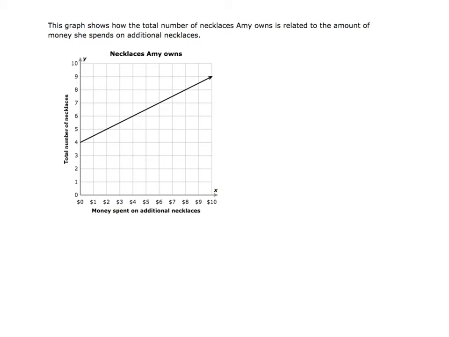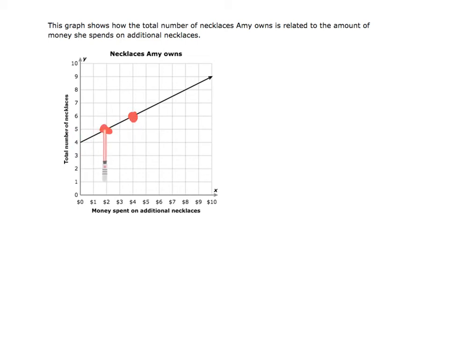All right, this one's a little different. We're talking about necklaces that Amy owns, and we're looking to see how the number of necklaces she owns is related to the amount of money she spends on additional necklaces. So we're going to look for our intersections again. Here's one. Here's one. Notice this time it only goes up 1 and over 2 boxes. But is that actually what our scale says?